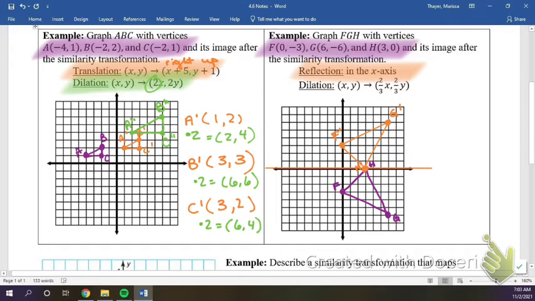I'm going to go ahead and write out what those ordered pairs are. So my new F is 0, 3. My new G is 6, 6. And my new H is actually the same as the old H, 3, 0.